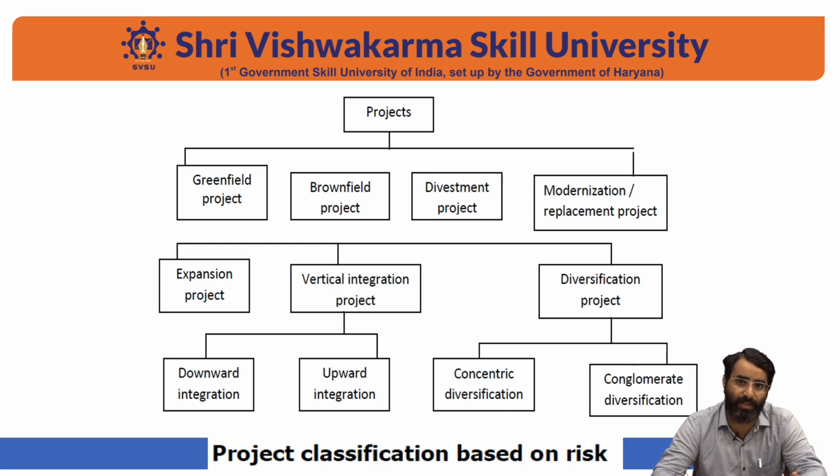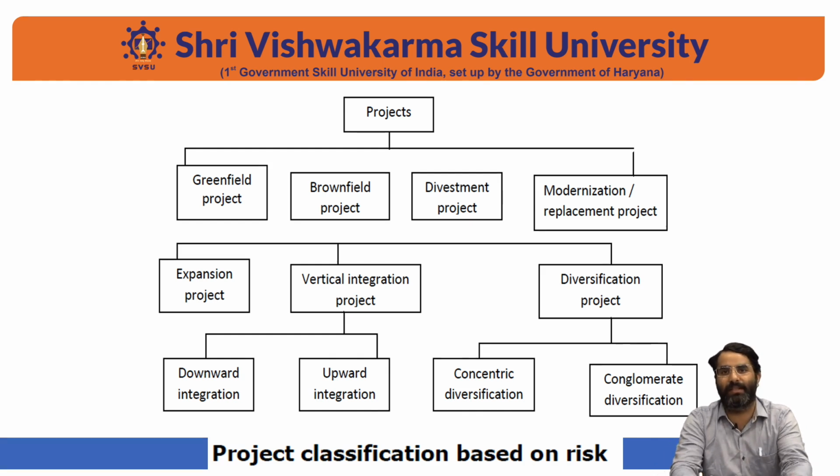And in brownfield projects, we try to categorize into different elements. These elements were expansion, integration, and diversification. In context to integration, we had upward integration and backward integration. In context to diversification, we had concentric diversification and conglomerate diversification. So, this is the concept of classification of project.